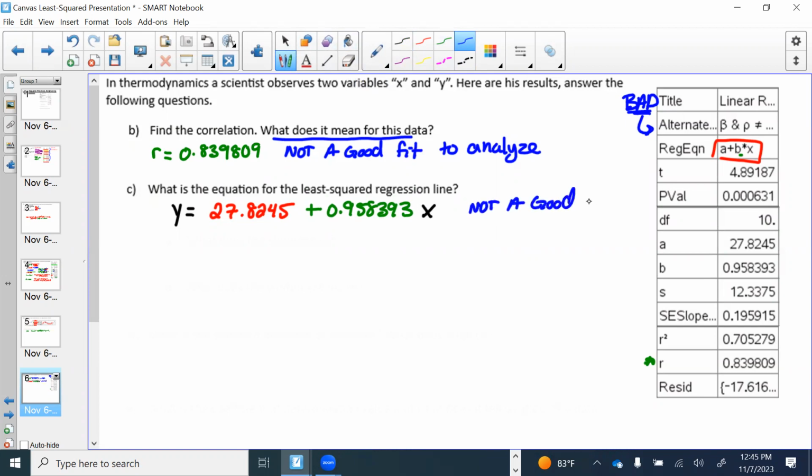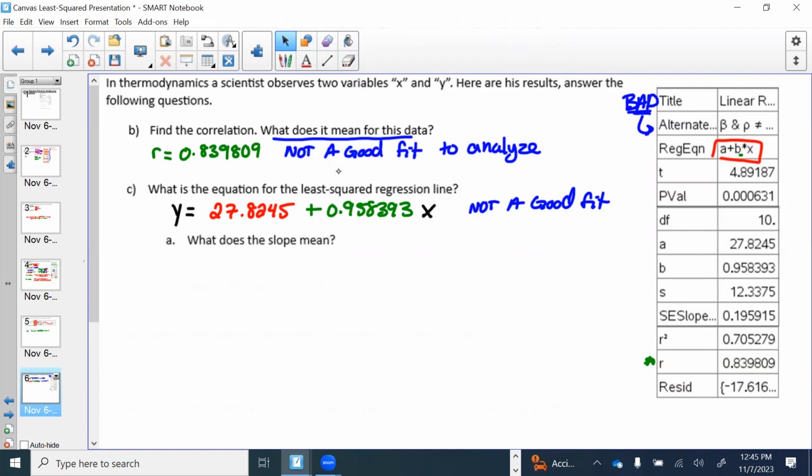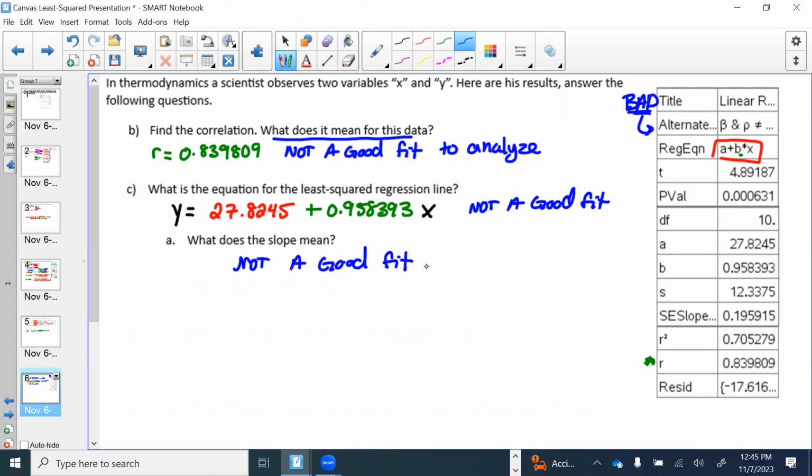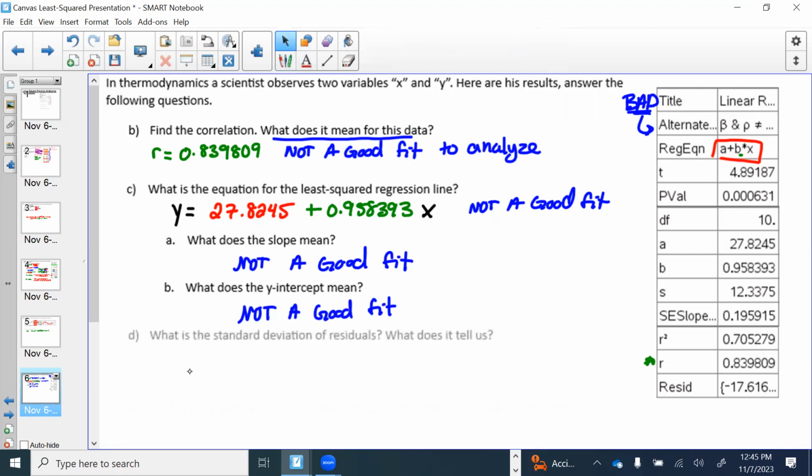So you're going to be saying this a lot. This table is not a good fit. This line shouldn't exist. All right, what does the slope mean? Well, again, not a good fit. I can't tell you what the slope means. So whenever they ask me to analyze anything further than just telling you what the number is, I'm going to say not a good fit the whole time. So what's the y-intercept? Ooh, once again, not a good fit. Or I'll say I can't analyze because it shouldn't be a line.